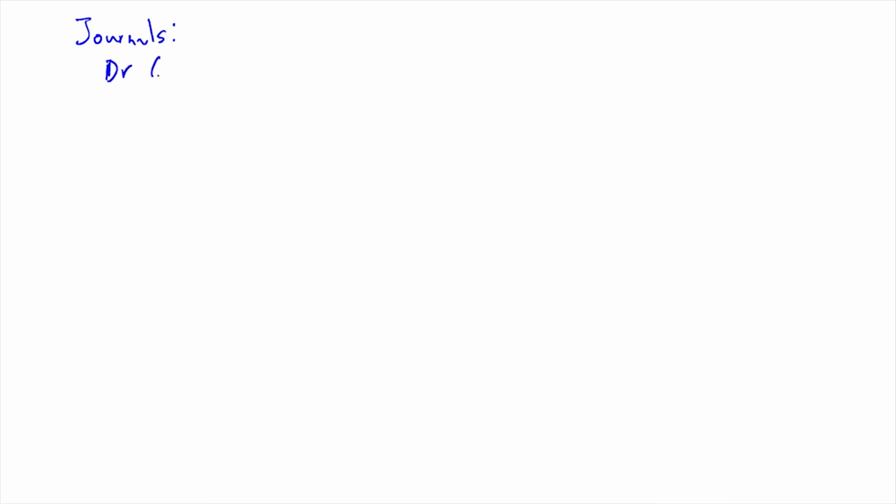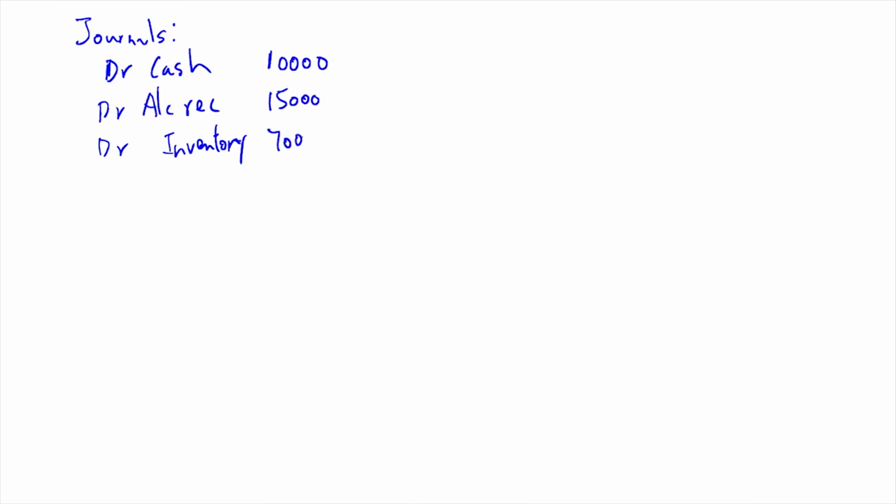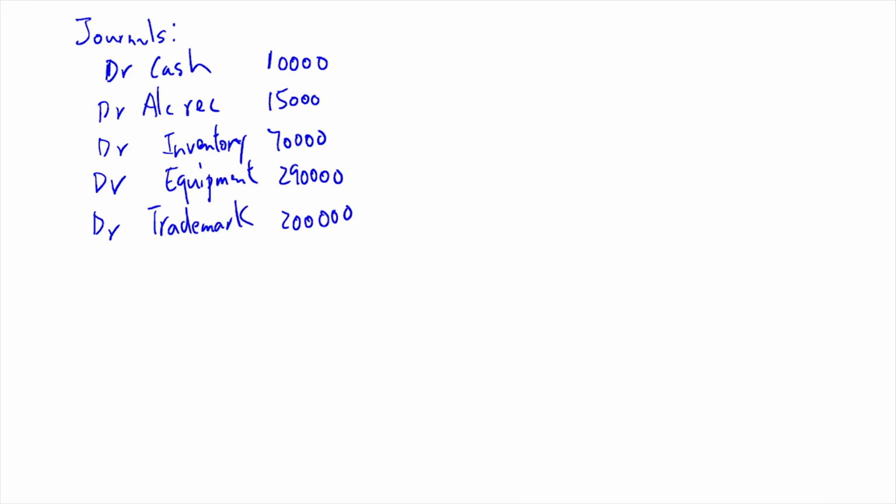So in this one, we want to debit cash. Pretty much I just copy directly from the acquisition analysis. Cash 10,000. Account receivable, we got 15,000. Then we got inventory of 70,000. Equipment of 290,000. Then we also got trademark of 200,000. Okay, so that's all the assets that you find in there.